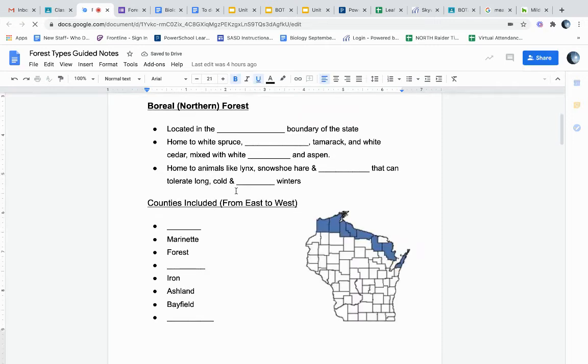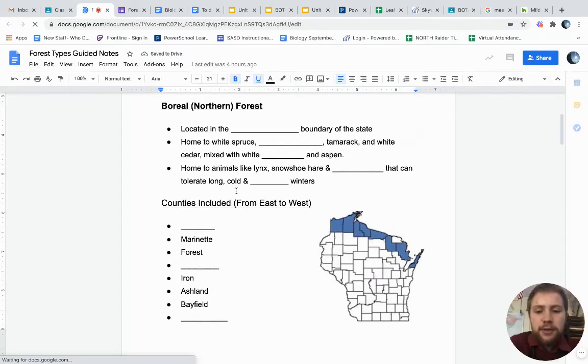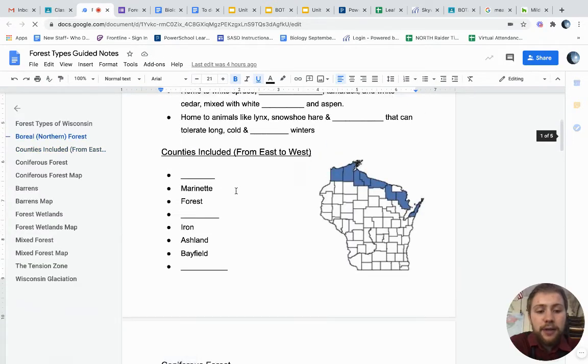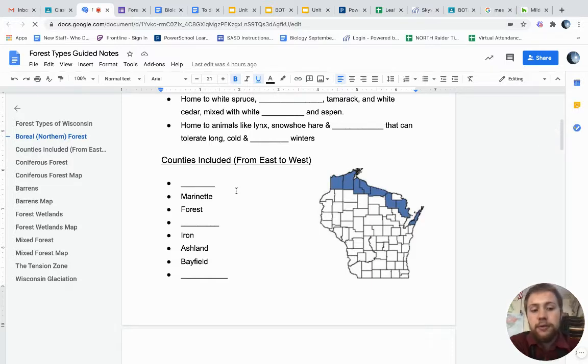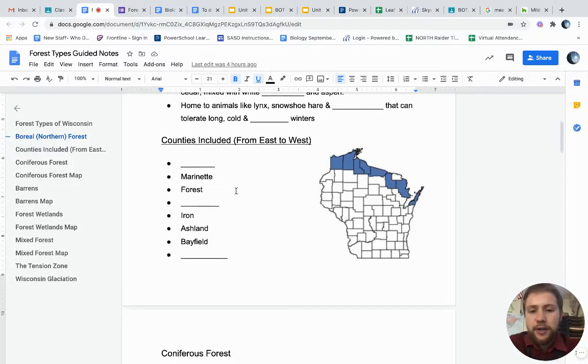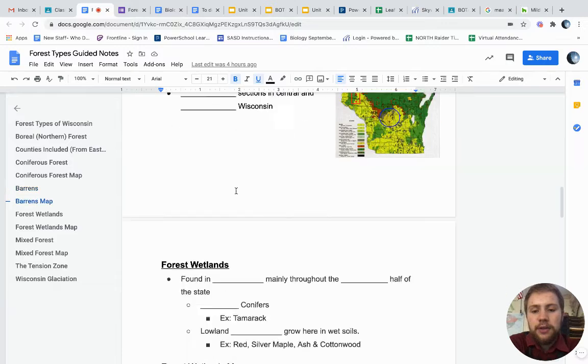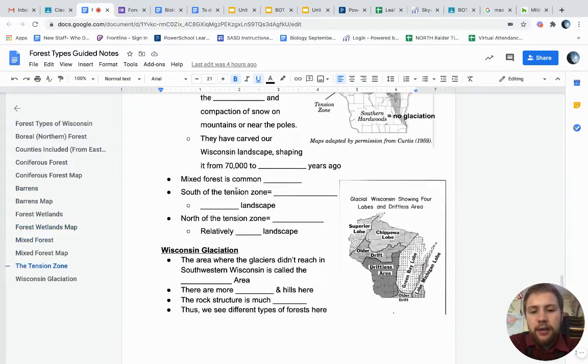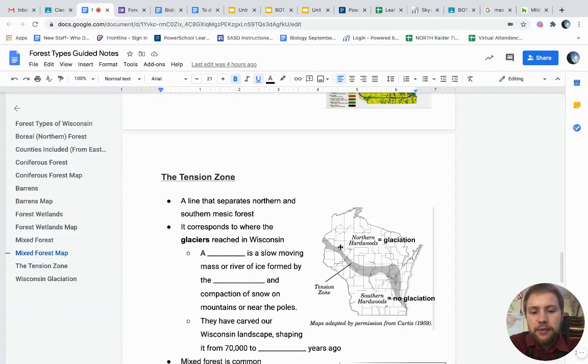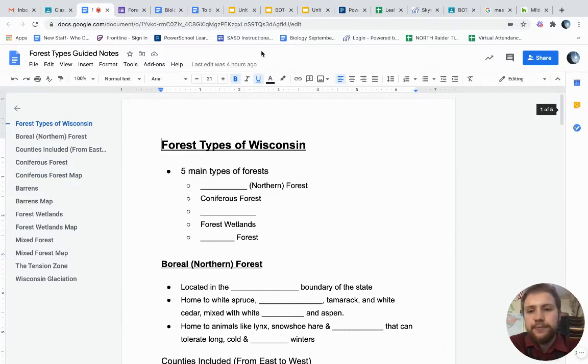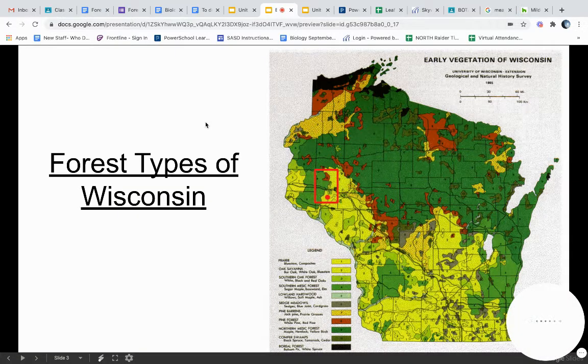Please, please, please. You don't have to turn it in per se for credit. However, these are going to be super useful on future quizzes. Wink, wink, nudge, nudge. Make sure you do these notes. The notes today look a little bit lengthy, but it's mostly because of all the diagrams and pictures. But let us get started. So use those notes and let's jump back into our forest types.